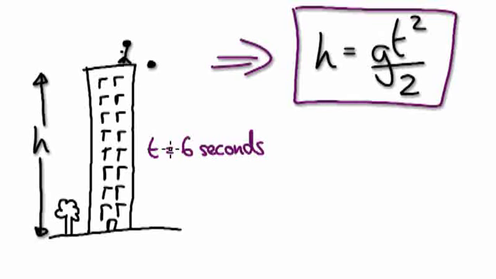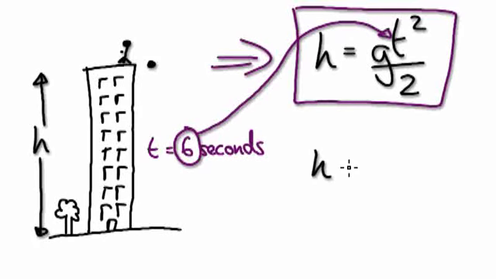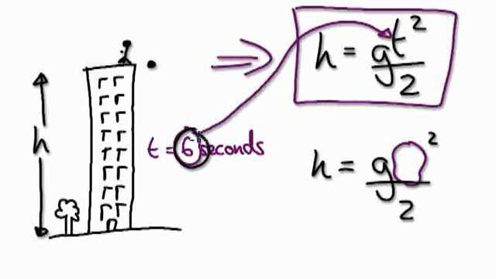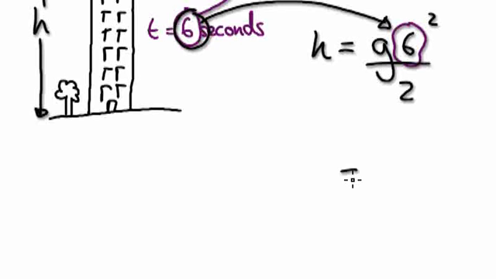So now you've got this formula. You want to know what h is, the height of the building, but you know it takes 6 seconds to hit the ground. So let's put that into the t. So h equals g times t, which is 6, squared over 2. Now put the 6 into this bubble here. Because it takes 6 seconds, we are trying to find out the height of the building. So 6 squared is 36.